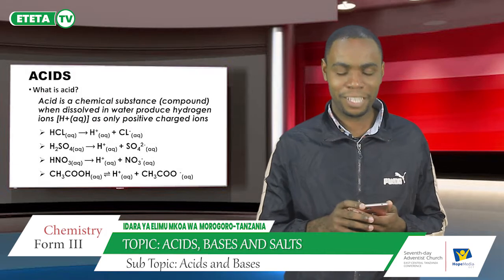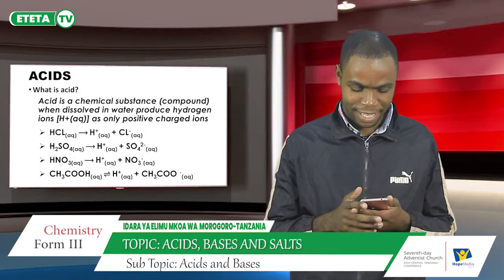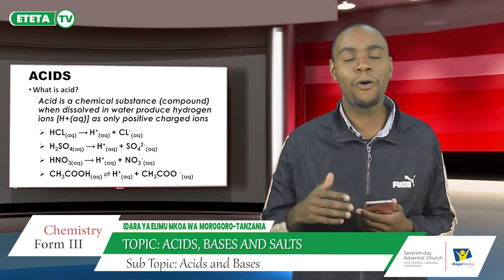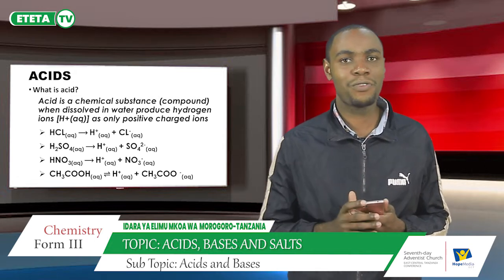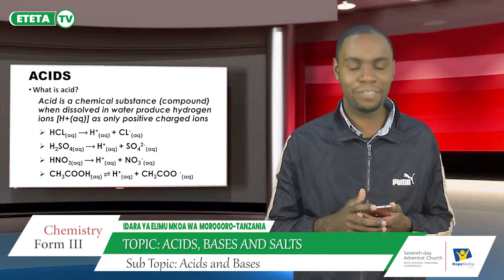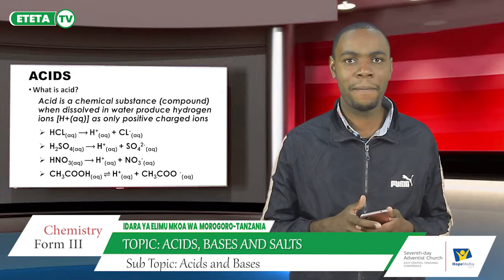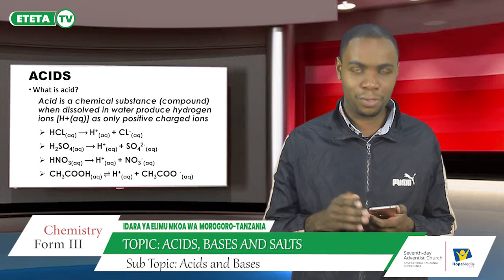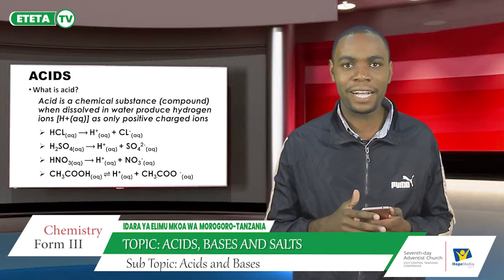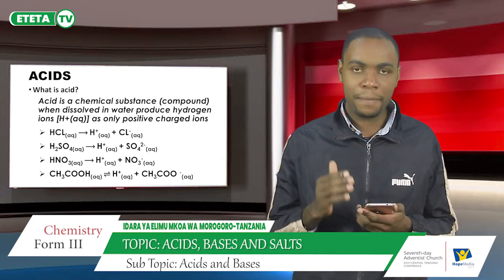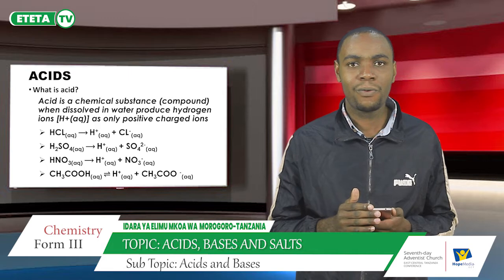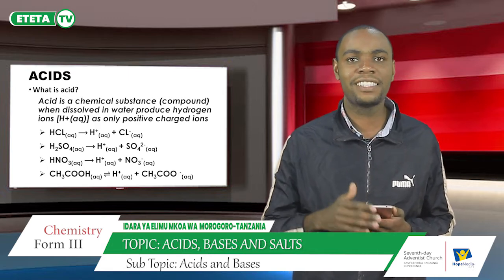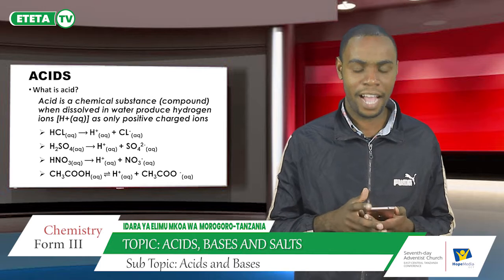Very good. By definition, you can say acid is a chemical compound, or a chemical substance, which when dissolved in water produces hydrogen ion as the only positive ion. I will repeat again. When you are talking about acid, by definition, you can say it is a chemical substance which when dissolved in water produces hydrogen ion as the only positive charge ion.